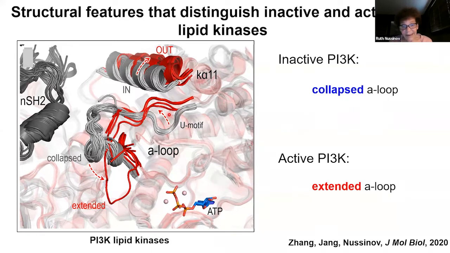So here is again the inactive state, looking at the activation loop. Here in gray, we see that it is in a collapsed state. In the active PI3K, in red, we see that it is in the extended state. As to the alpha helix in the kinase domain, in the inactive state, it is in the in conformation. In the active state, it is in the out conformation.